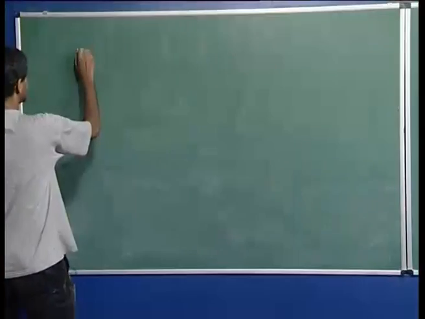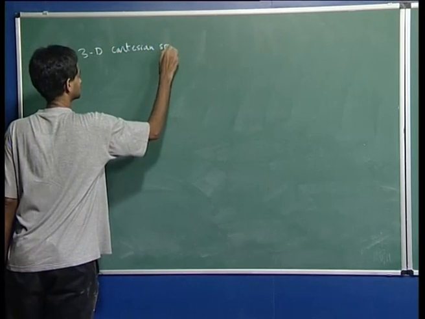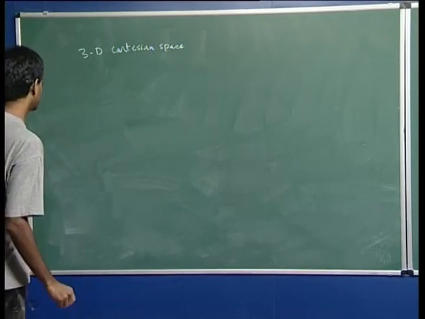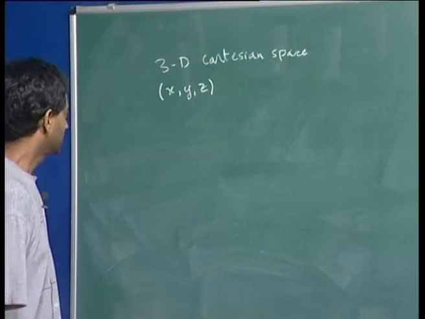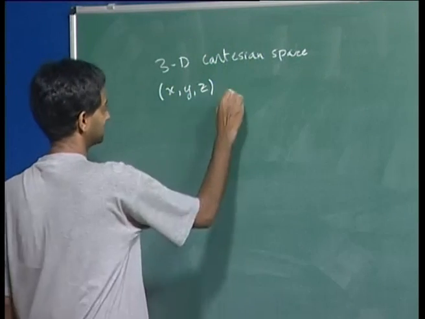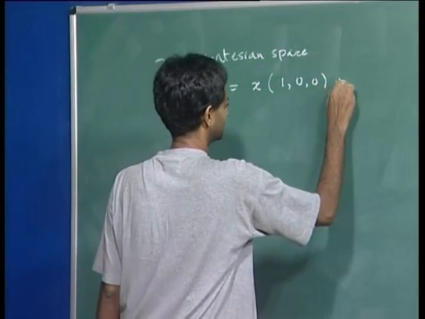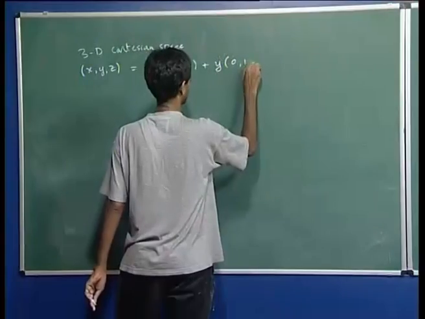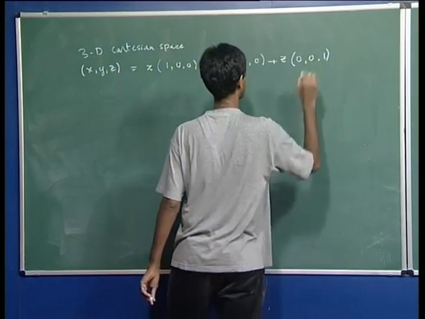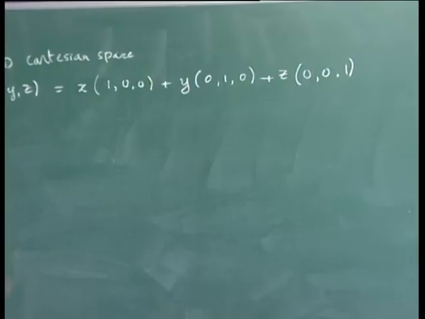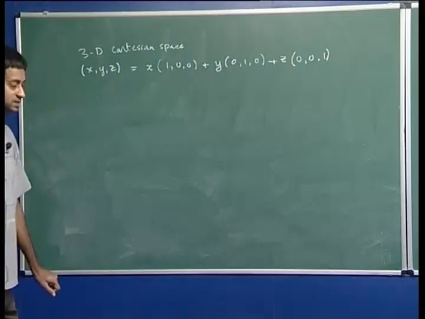So, in the usual 3D Cartesian space, we have a vector that is x, y, z, okay, and any vector can be written as a linear combination. So, it can be written as a scalar x multiplied by 1 0 0 plus a scalar y multiplied by 0 1 0 plus a scalar z multiplied by 0 0 1. Okay. So, these vectors 1 0 0, 0 1 0 and 0 0 1, they span the entire vector space.